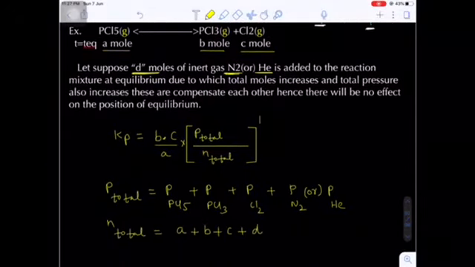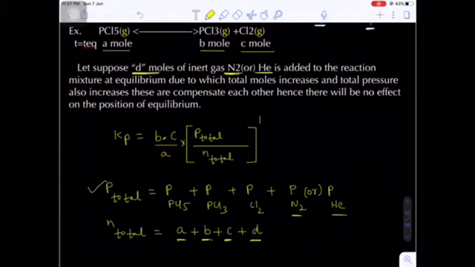What is the total number of moles? A plus B plus C, and also D. What is the D here? Either nitrogen moles or helium moles. Total pressure will increase. Simultaneously the total number of moles also increases. The ratio will become what? Constant. That's why there is no effect on the position of the equilibrium.